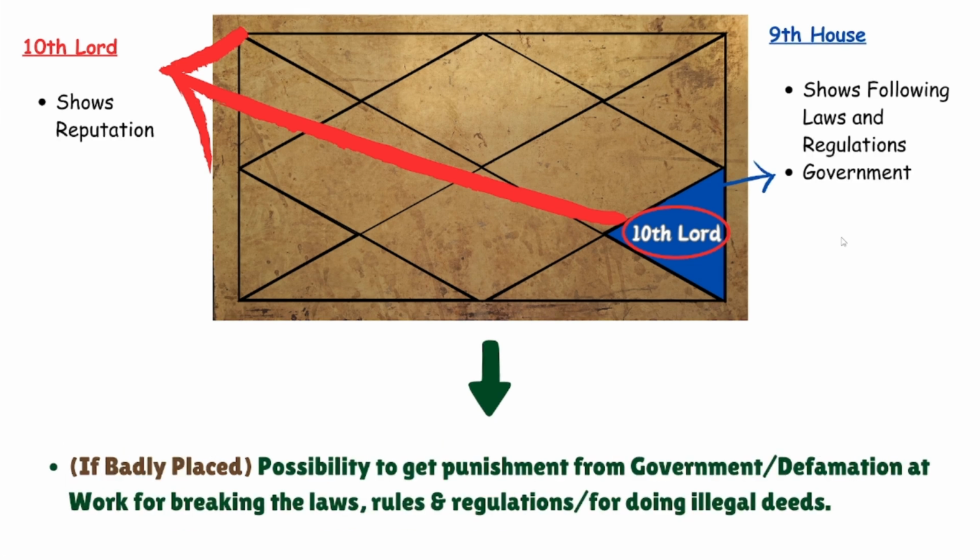10th Lord shows reputation, and ninth house is a house of following the laws of the land, following rules, regulations. So, if this is badly placed, then there is a possibility to get punishment from the government, authority figures, bosses, leaders, or defamation at workplace for breaking some laws, rules, regulations of the office culture, or possibly for doing some illegal deeds. So one has to be very cautious in this aspect.